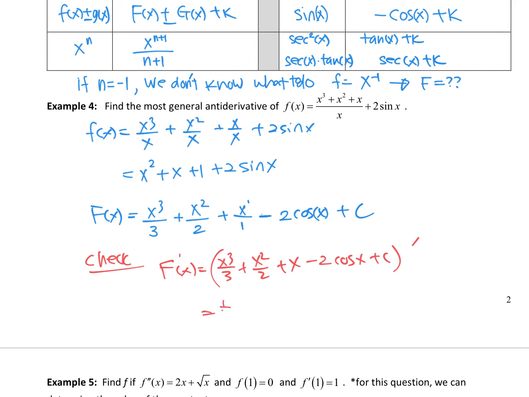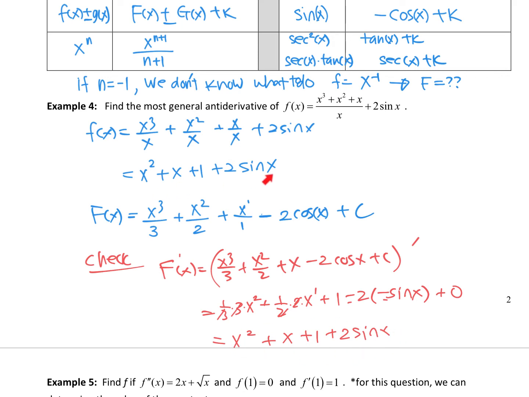So that's 1/3 times 3 x squared plus 1/2 times 2 x plus 1 minus 2 times negative sine x plus 0, right? Because the derivative of a constant is equal to 0. The 3s cancel out, so I get x squared, plus the 2s cancel out. So that's just x plus 1, minus, so that's plus 2 sine x. All right, that's what I wanted to get. That's what I started with. So this is the correct answer.